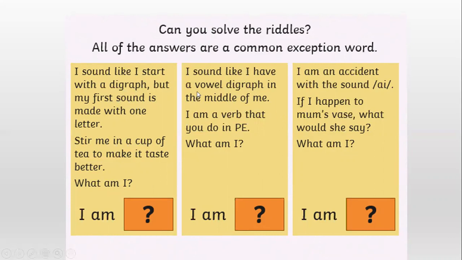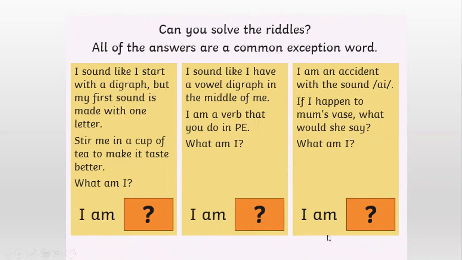I sound like I have a vowel digraph in the middle of me. So remember, we said a digraph is two letters. Vowels are A, E, I, O, and U. I am a verb that you do in PE. Who remembers what a verb is? So a verb is a doing word. It's an action word. So what could I be?